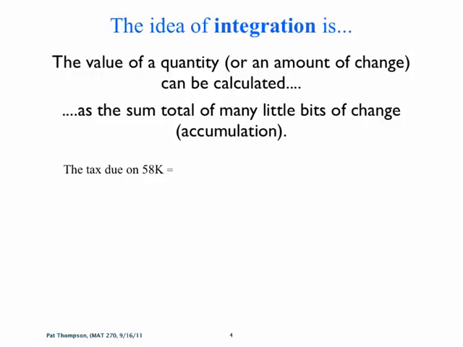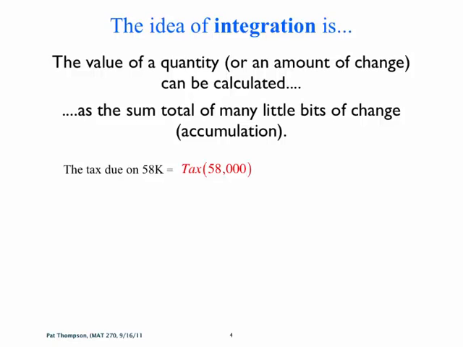So we looked at tax due. Two ways to think about a total amount of tax due. You can think about it just as an output of a function, some tax function, right? That piecewise linear function. You plug in 58,000, boom, it tells you what the tax due is. That's one way to think about an accumulated amount.